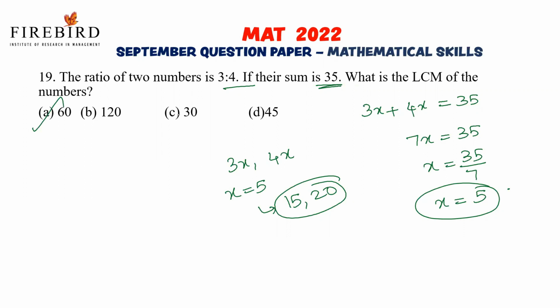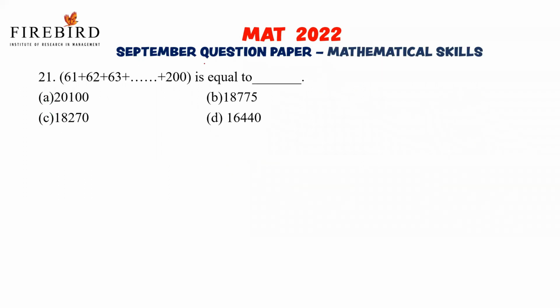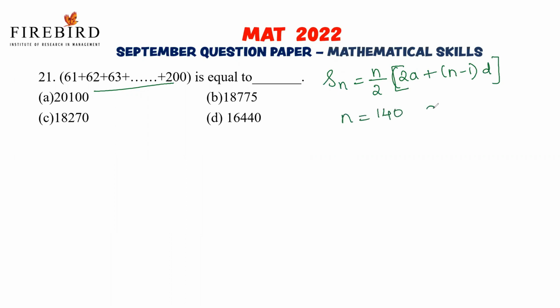Now, we'll move to the next question. It is a question based on arithmetic progression, and they are asking about the sum. Sum of n terms, you should know the formula: n by 2 into 2a plus n minus 1 into d, where n represents the number of terms. The number of terms from 61 to 200 is 140 terms. And a is the first term in the series, which is 61. And d is the difference in that series, second term minus first term, d value is 1.